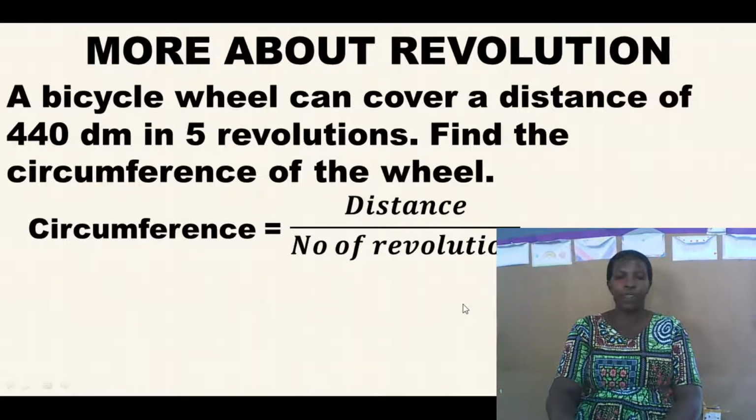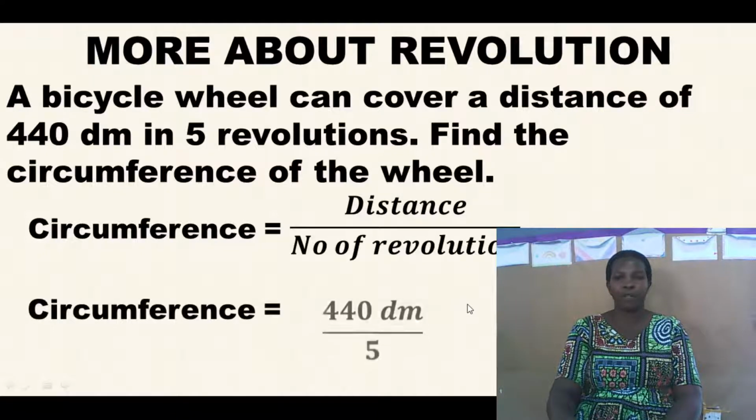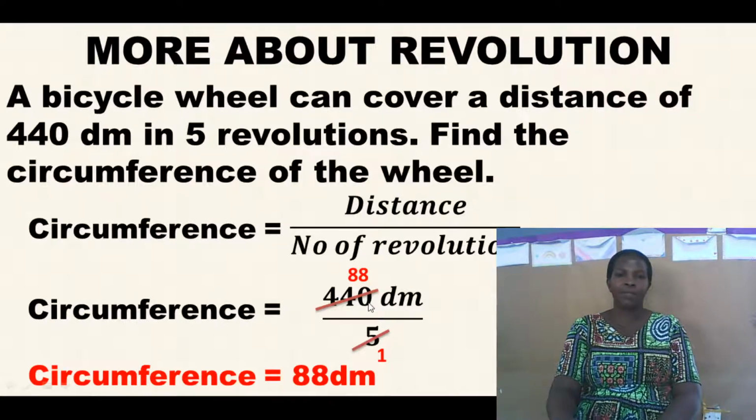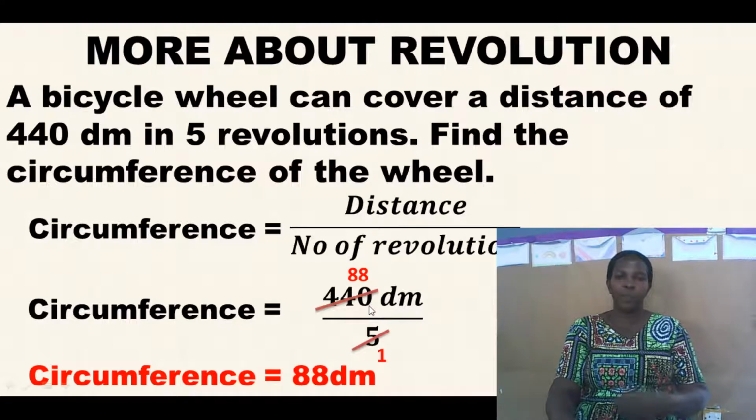So now our next step, we shall substitute for circumference. Remember, our distance in this question is 440 decimeters. We shall divide by the number of revolutions, which is 5. So at that stage, we shall divide by 5. 5 into 5, we come up with a 1. 440 divided by 5, we shall come up with 88. So what does it mean? That our circumference is equal to 88 decimeters. That is our circumference as per this question.